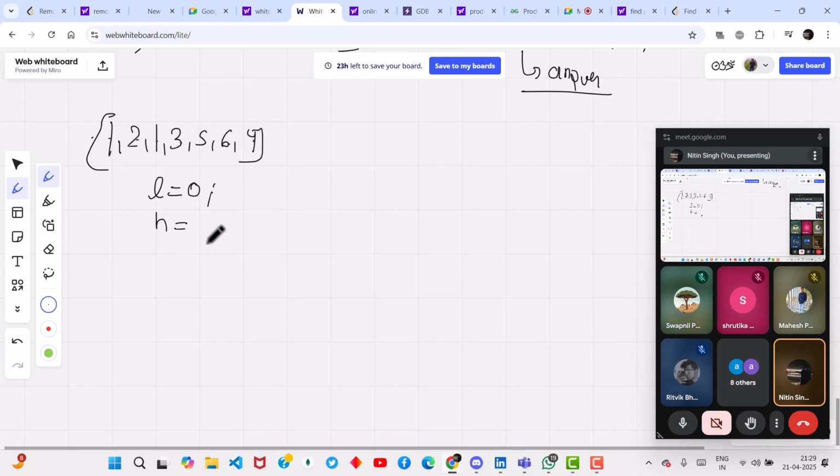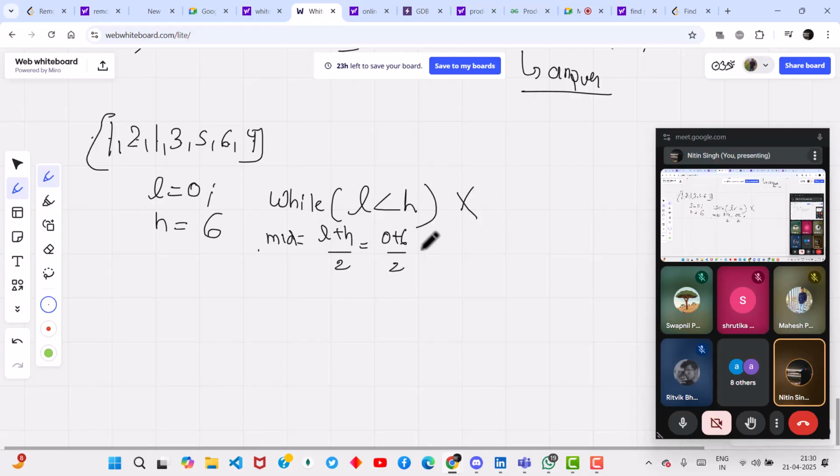So there will be a while loop, and in that while loop, I'll be writing a condition that my low should always be less than high. I don't want that at any particular point of time my low is greater than high. Violation simply means the moment when this condition fails, that means your low is greater than high, you will be getting your answer. So for the first time, I'll calculate my middle value: 0 plus 6 by 2, and that will give me 3. So the first middle value which you got is 3. So let's be at index number 3.